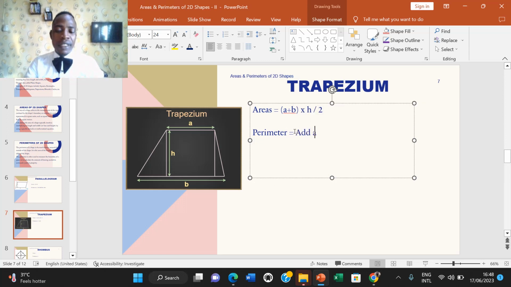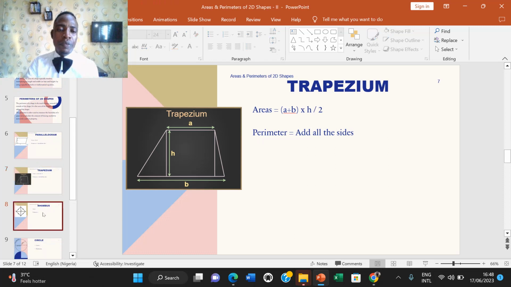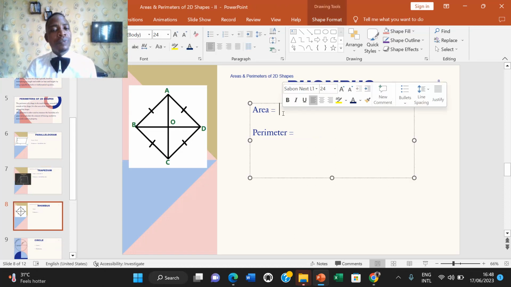Just add all the sides. You don't need to know the formula for that. Just add all the sides. Perimeter is the size of a shape, the distance around the shape, adding them together. You have the perimeter of your shape. Then we move on to rhombus.